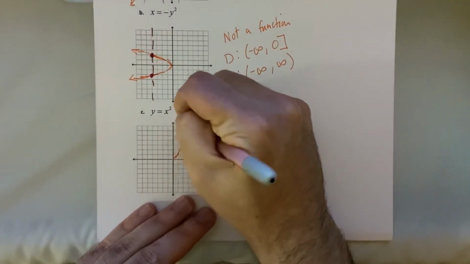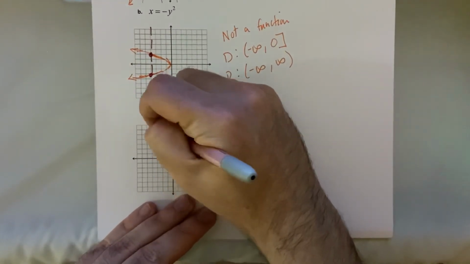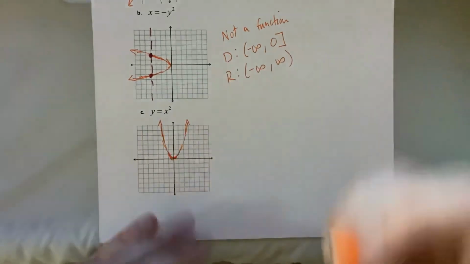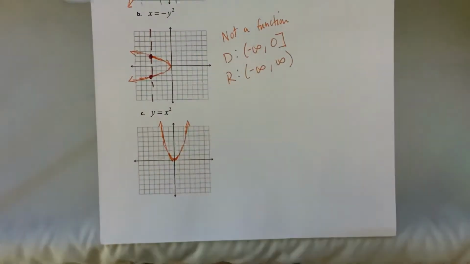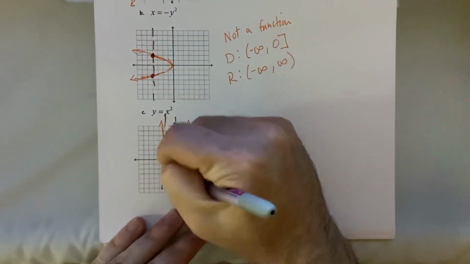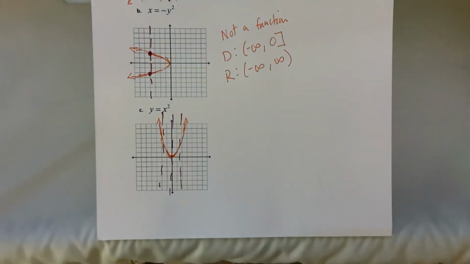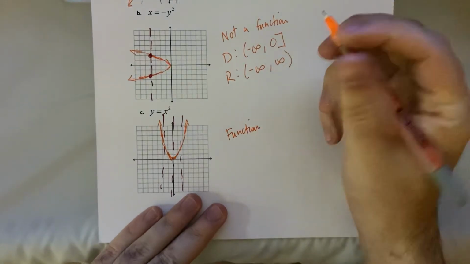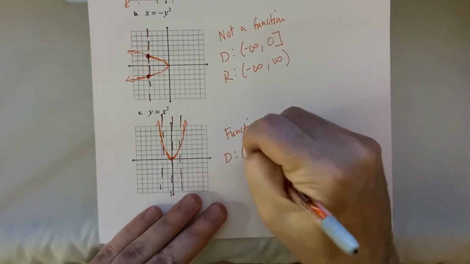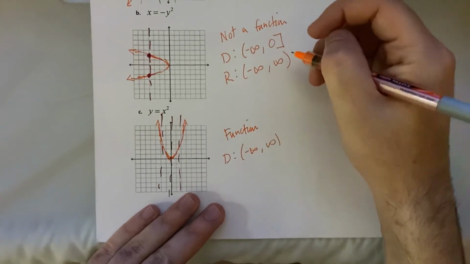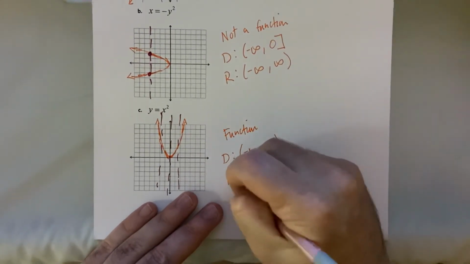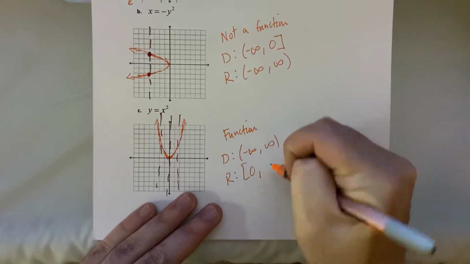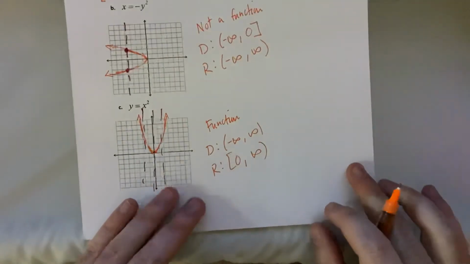And lastly, y equals x squared you may be more familiar with. It's the parabola that goes up and down. This actually does pass the vertical line test, which means it is a function. Its domain goes all the way left and right. It's kind of like the opposite of the x equals negative y squared up there. But its range is only, because if you square a number, it's non-negative, from 0 to infinity.